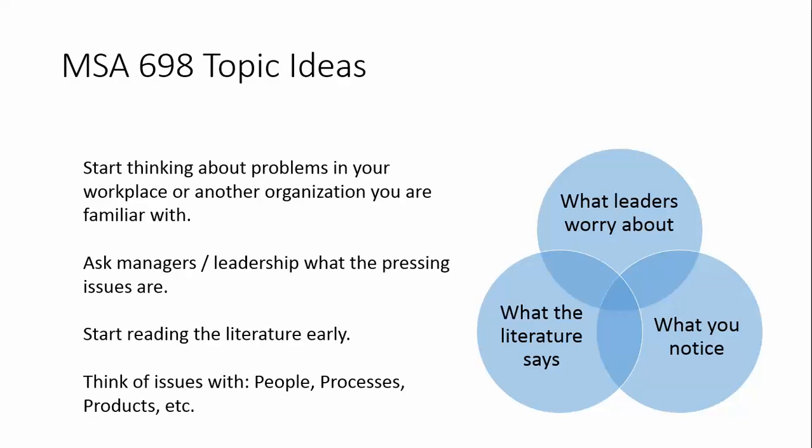Start reading the literature early. Once you decide on your topic, try to find everything you can, and then kind of divide it into piles. You know, this is the strategic implications. This is the cultural, multicultural implications. This is the organizational dynamic implications. This paper goes into finance. Start reading early, and start pulling as much literature from the CMU library as you can. Think of issues with people, processes, or product.